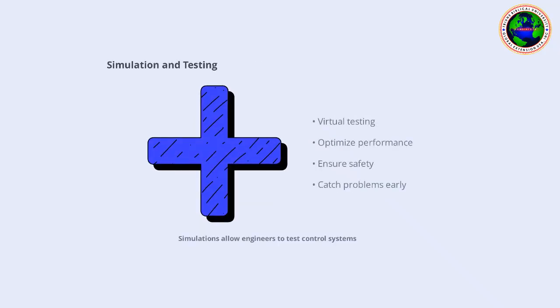Simulations allow engineers to test control systems in a virtual environment before building physical prototypes. By simulating different scenarios, they can fine-tune controllers, optimize performance, and ensure safety. This step saves time and resources and helps catch problems early.